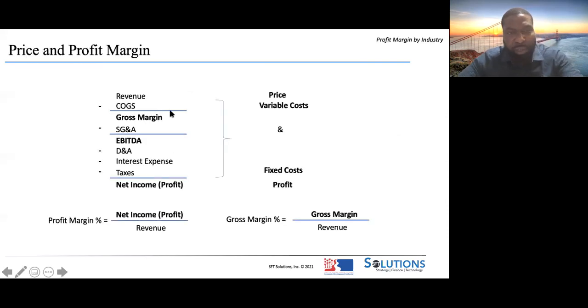So just really quickly, remember the relationship between price and profit margin. You start with your revenue, you subtract off your business expenses, and you're left with profit, right? So your profit over your revenue is your profit margin percent.